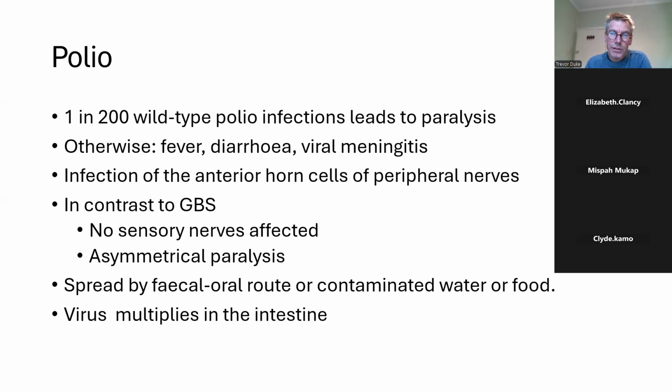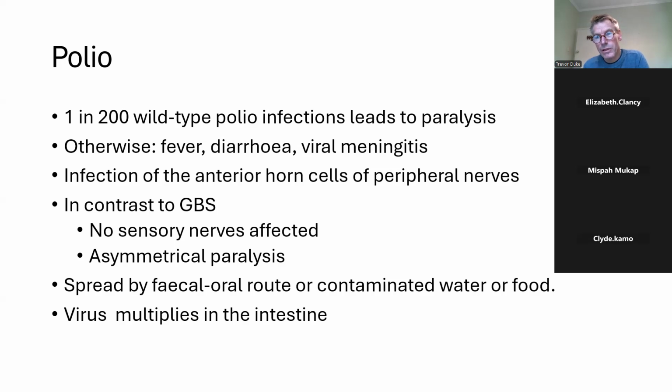Polio is a virus. It's an enterovirus. It formerly was widespread, and now it's much more controlled. But even in the past, most children who got wild type polio infection didn't get poliomyelitis. They didn't get paralytic poliomyelitis. It really happens in 1 in 200.